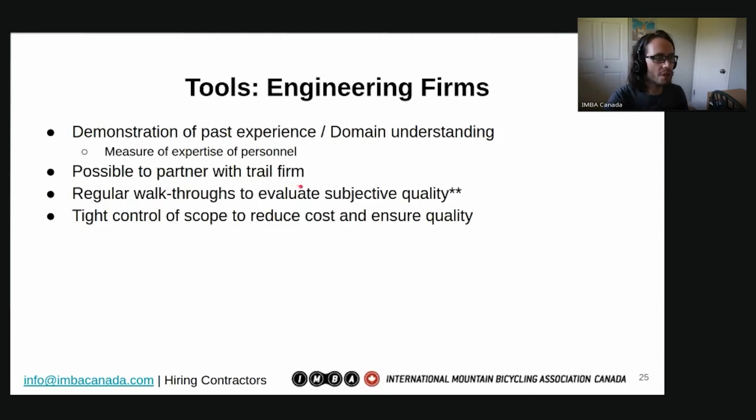You want regular walkthroughs to evaluate the subjective quality. And of course, I put subjective quality here, but you'll need to turn subjective quality into a quantitative measure, because we cannot enforce a scope that includes a subjective evaluation. You can't say you must build a fun trail. You have to do that through some kind of scope that allows you to have that. And retain tight control of scope to reduce cost and ensure quality. You might not need all of the stuff that they're proposing for you to do. So ask those questions about what it is that they're saying that they're going to do.